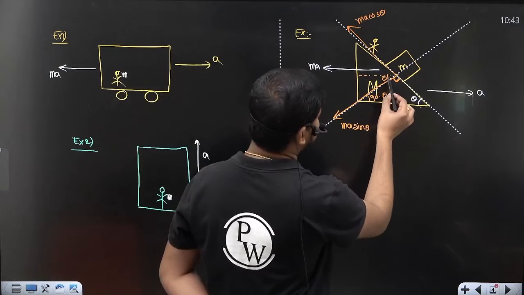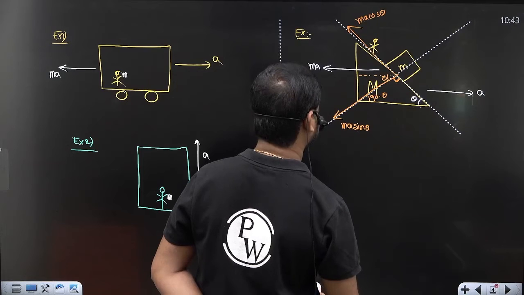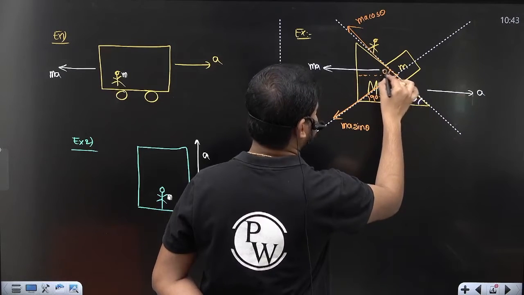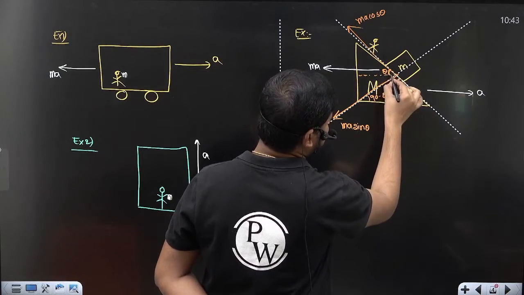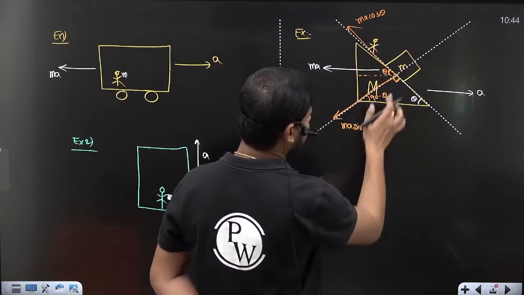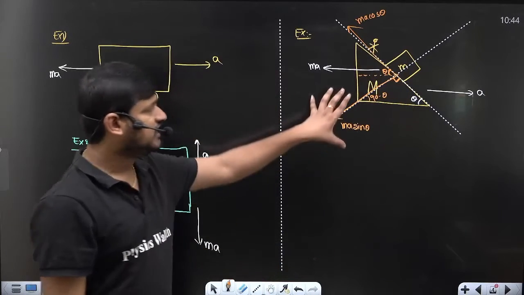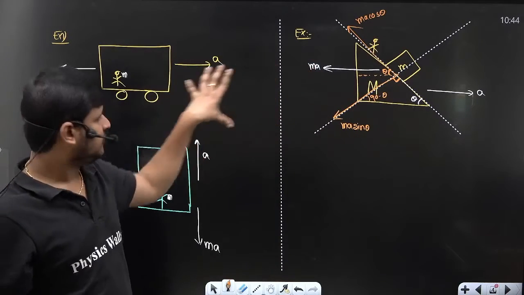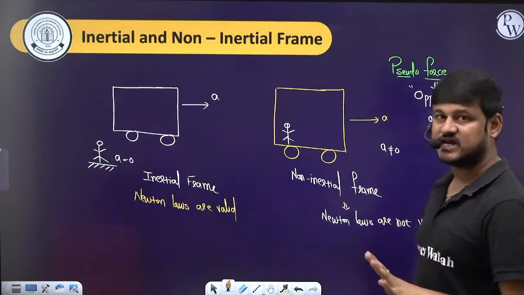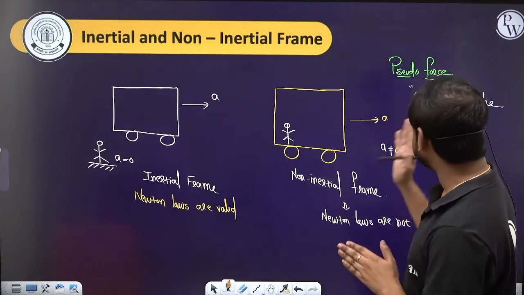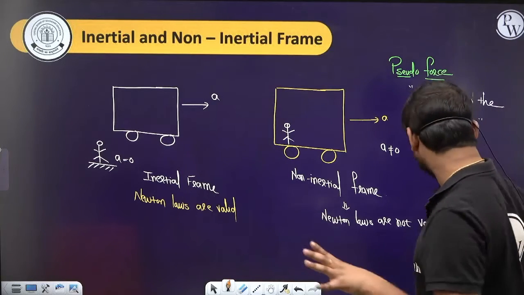This is theta, my bad. If this is theta, this becomes theta, the corresponding angles, right? So this is going to be the ma cos theta component, and the sin component will come on this side, ma sin theta. Clear? We are just writing the components. This is just a basic understanding of what an inertial and a non-inertial frame are, in which cases the pseudo force will be applied, and how to apply that pseudo force. Is this concept clear, guys?